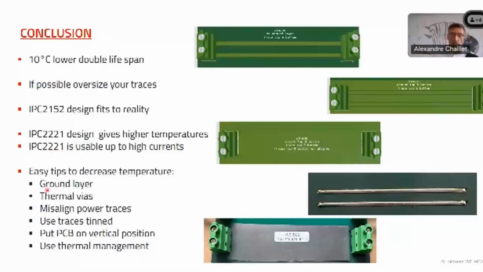Easy tips to decrease temperature that we saw today: add maximum ground layer, use thermal vias if possible, misalign power traces or separate them, use trace tinning if it's possible for you. We didn't see a test on that, but if you are able to put the PCB in a vertical position, that's always better because of the air movement. It will create a natural air movement that will also cool down your PCB compared to a horizontal position. Well, you don't have a 50 degree difference, but it's always better in a vertical way.